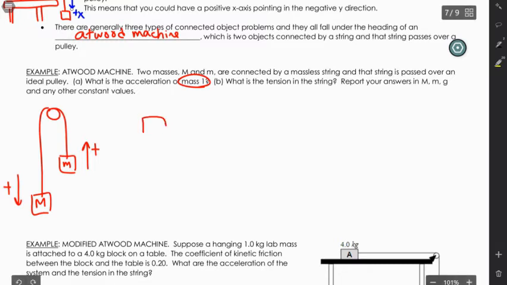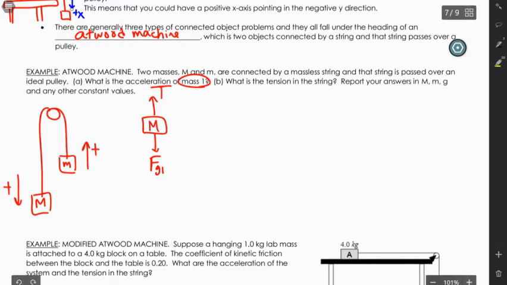So I have to do two free body diagrams because I have two objects. The thing is, they're going to have the same free body diagram. So I'm going to have tension, and then I'm going to have weight. I'm going to say FG1. So this is block 1. This is big M.